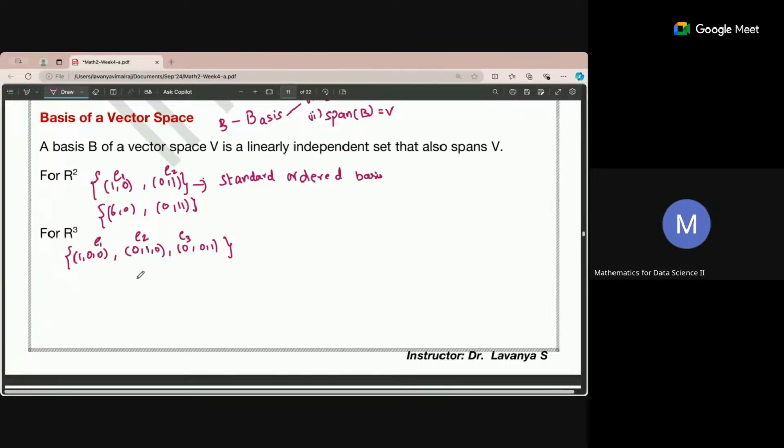Okay, so if you take any three linearly independent vectors in R3, that you know spans R3, so it is going to be a basis of R3. Okay, so you take V1, V2, V3, a linearly independent set, then that will form a basis. Okay, fine.